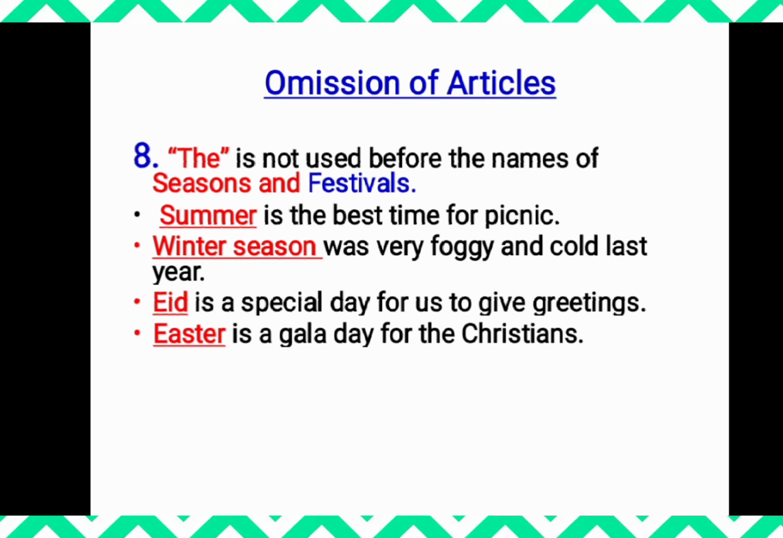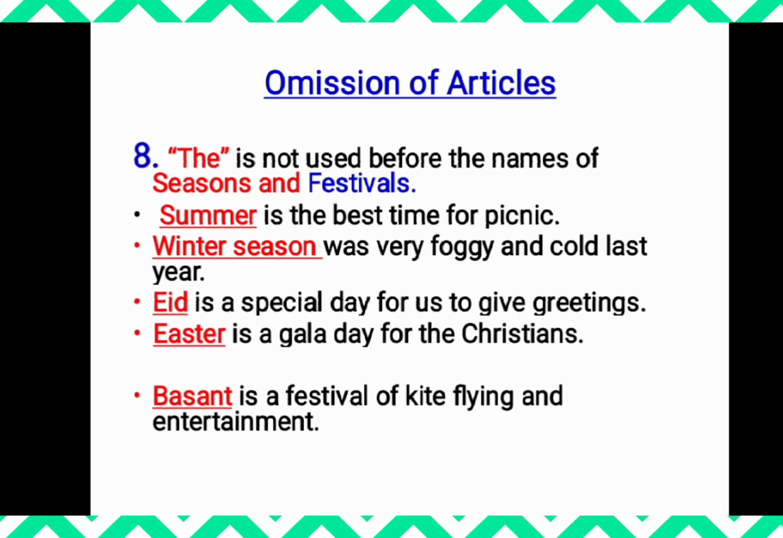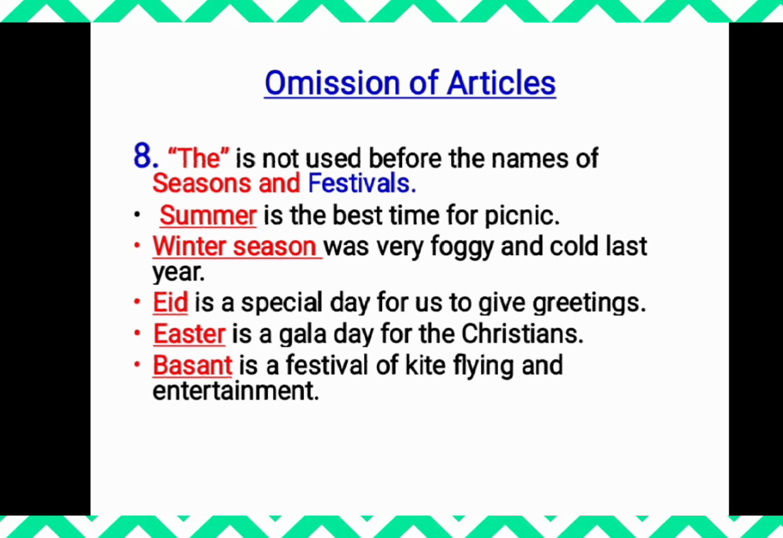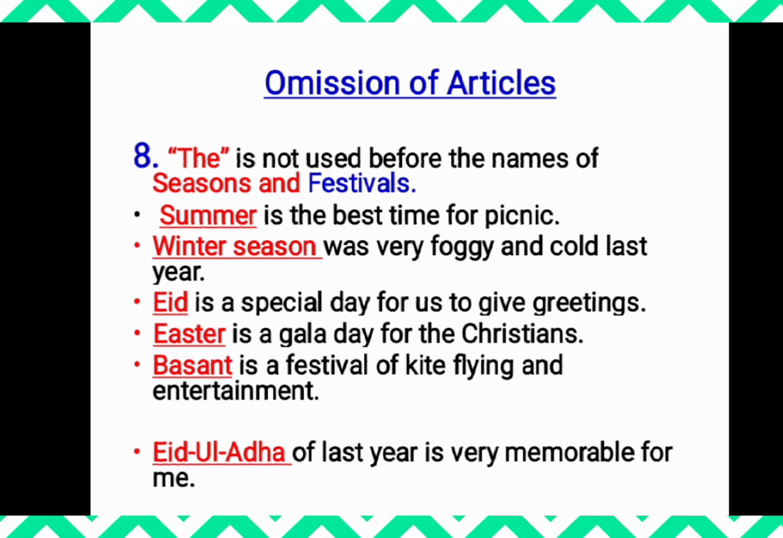And the third example is Eid is a special day for us to give greetings. The fourth example is Easter is a gala day for the Christians. And the last example is Basant is a festival of kite flying and entertainment. Here you can see the words summer, winter season, Eid, Easter, Basant. These words are seasons and festivals, and we do not use the definite article the before the names of seasons and festivals. Keep in your mind this rule.